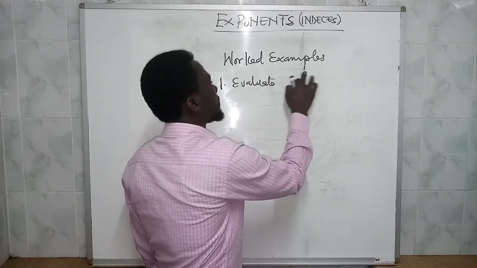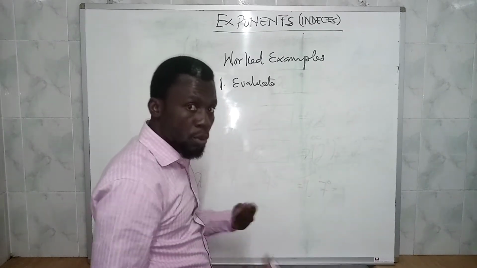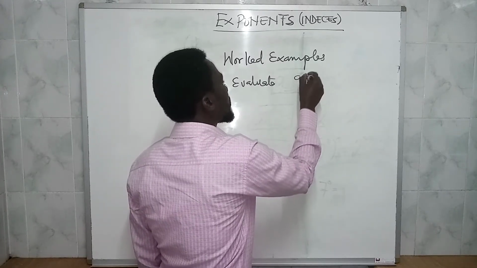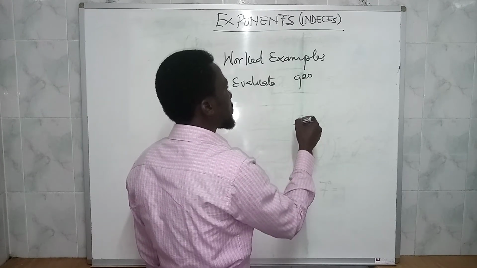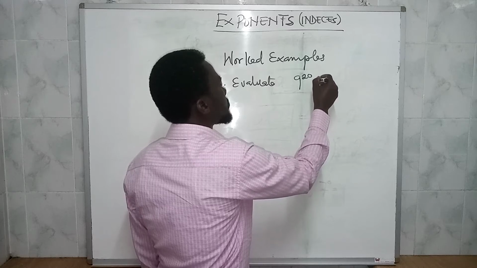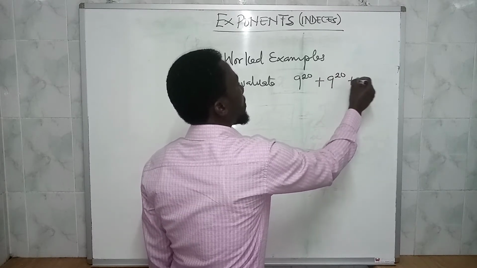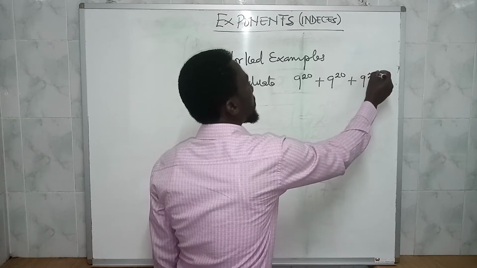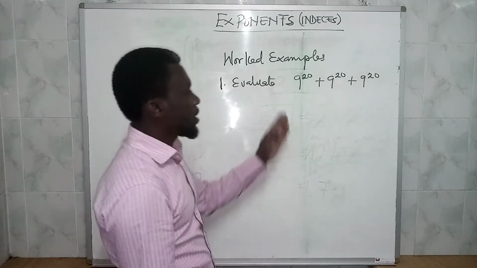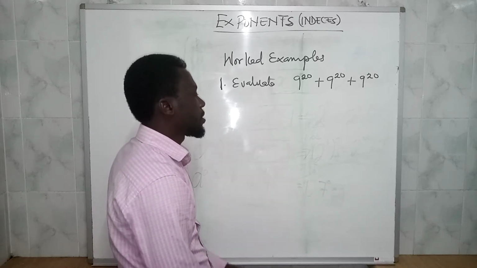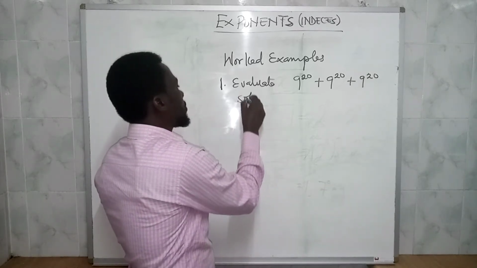Evaluate simply means compute. So if we have 9 raised to the power 20, for instance, plus 9 raised to the power 20 plus 9 raised to the power 20, and we have to evaluate this, how do we go about this? So let's look at the solution.